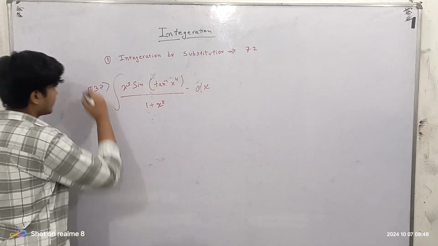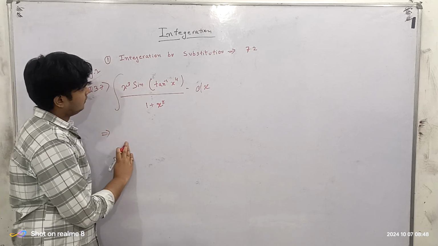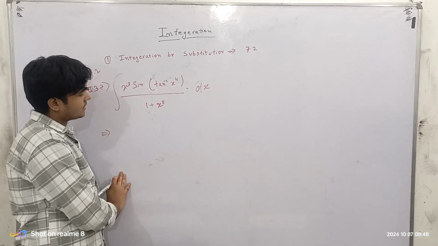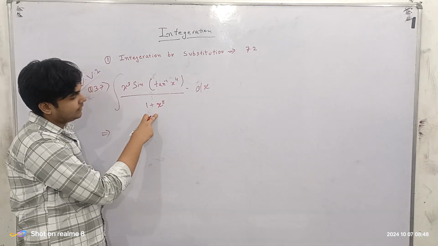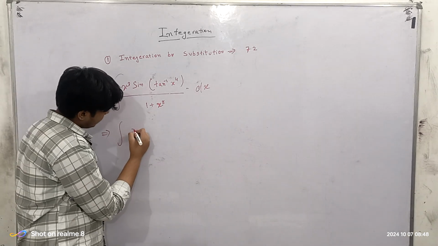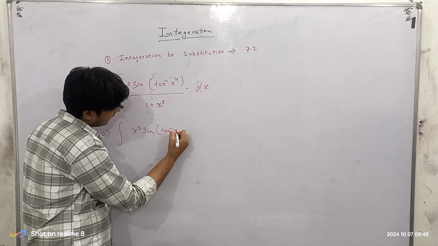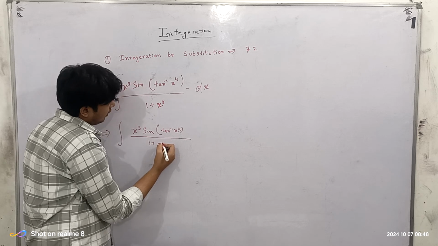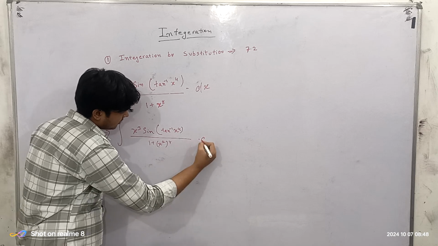This is the most important question. First we will do simplification. Here we can see x to the power 4, so x to the power 8 can be written like this: x cubed sin of tan inverse x to the power 4 by 1 plus x to the power 4 whole squared, into x.